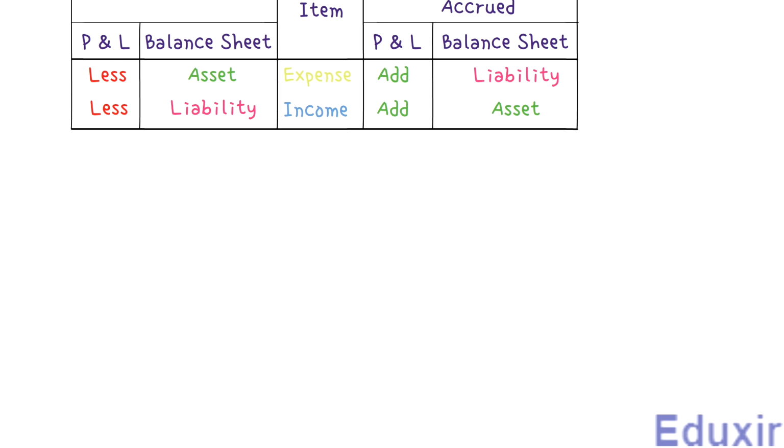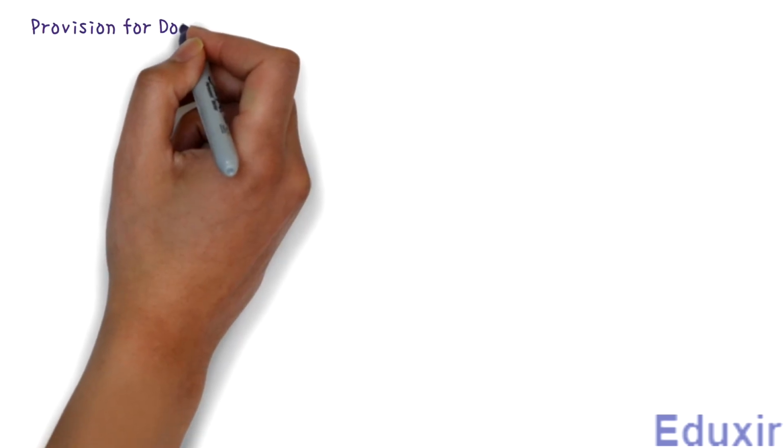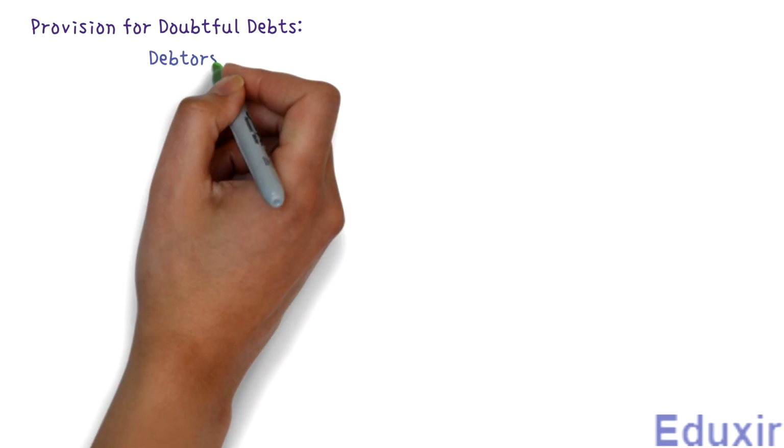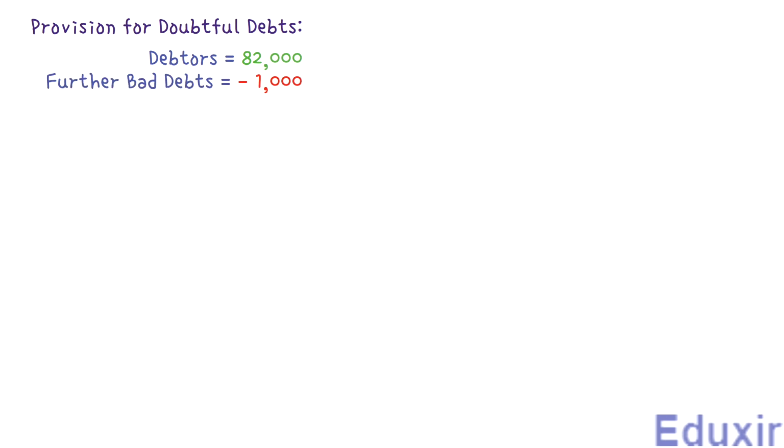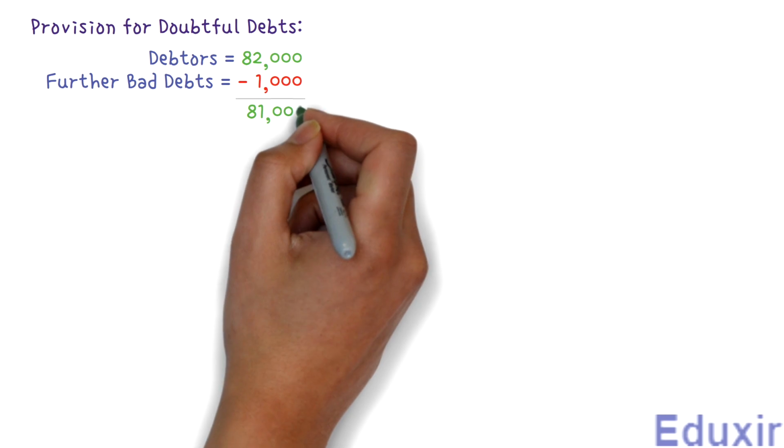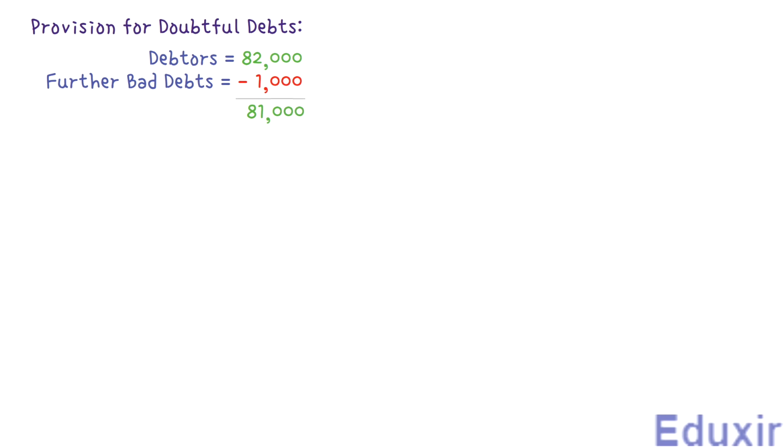In the working notes, let's write the subheading provision for doubtful debts to indicate that the upcoming calculation is related to the provision for doubtful debts. Now, the debtors amount is 82,000 rupees. Further bad debts are 1000 rupees. From 82,000 rupees, if we subtract 1000 rupees, we get 81,000 rupees. This means that the business can create a provision on these 81,000 rupees worth of debtors. See, we cannot create a provision on the further bad debts. Further bad debts means that it is confirmed that the debtors won't pay at all. So, we don't create a provision on them. We need to create a provision only on the remaining debtors after subtracting the further bad debts.